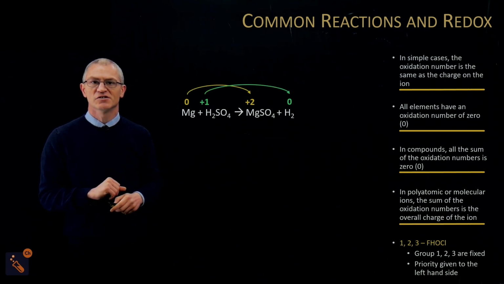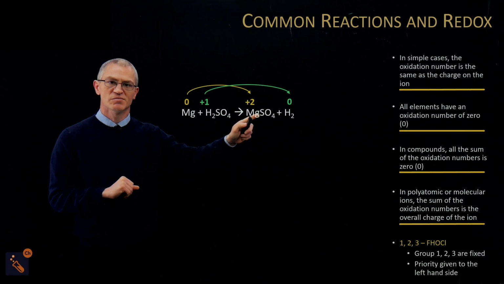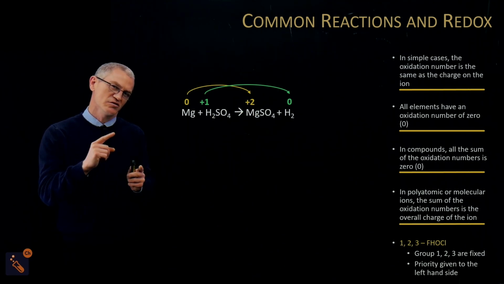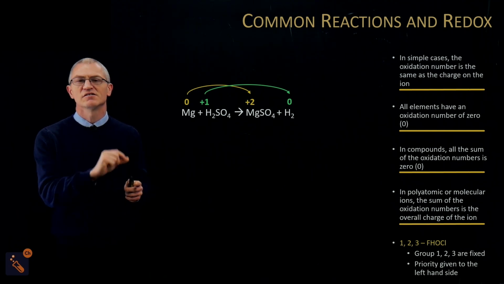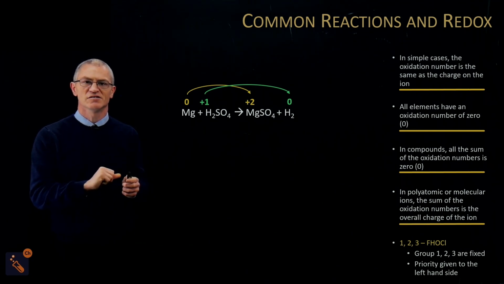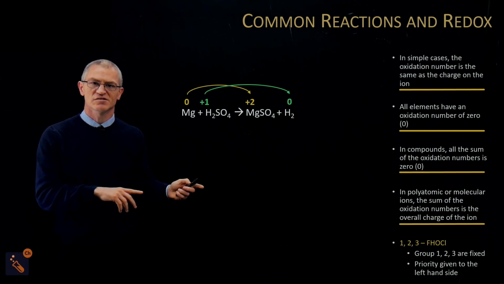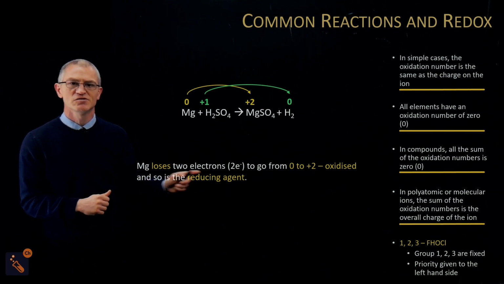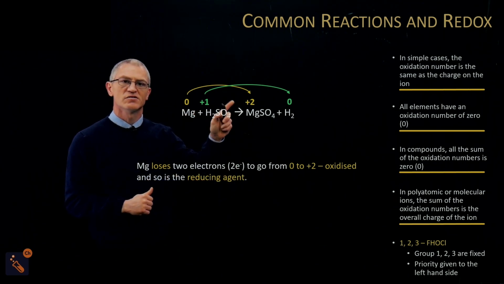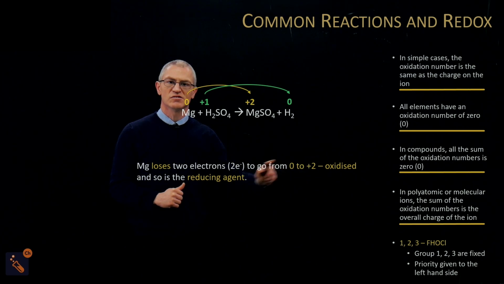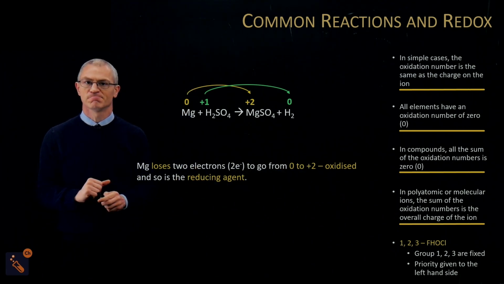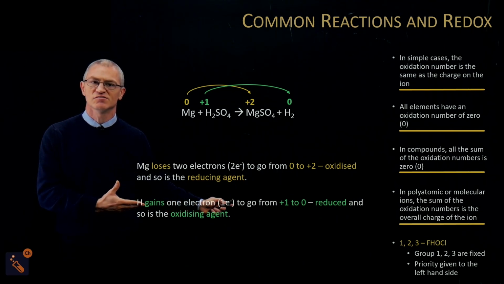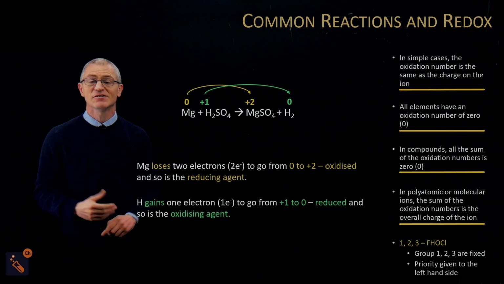And then I just put arrows saying what's happened, so 0 goes to +2, +1 goes to 0. And then I write this down systematically. So there's 3 parts to your answer. The first part, as I did in the last slide, is to say whether it loses or gains electrons and how many. Then we say the oxidation number change, and then we say whether it's oxidized or reduced. So here we have magnesium loses 2 electrons, goes from 0 to +2, so it's oxidized, and so is the reducing agent. Hydrogen gains 1 electron, goes from +1 to 0, it's reduced, and therefore is the oxidizing agent.